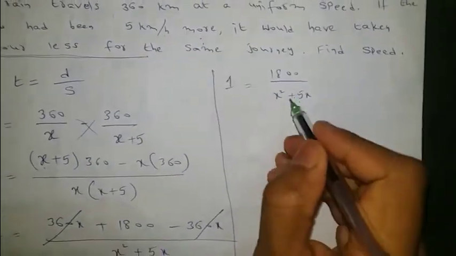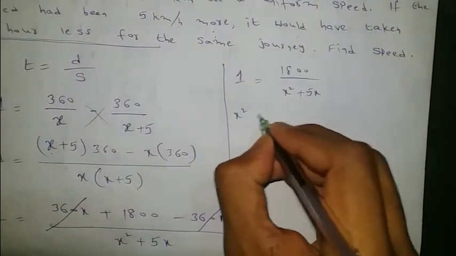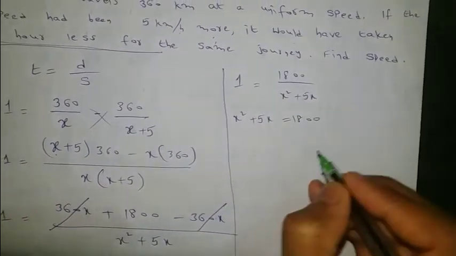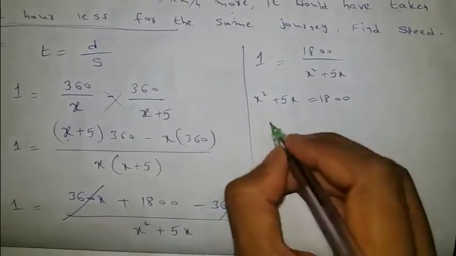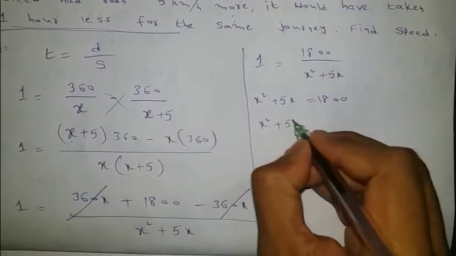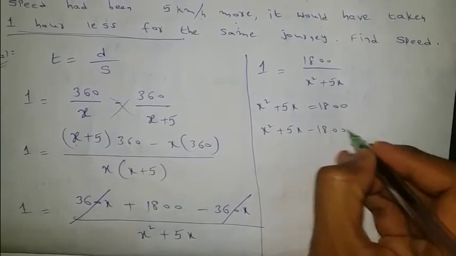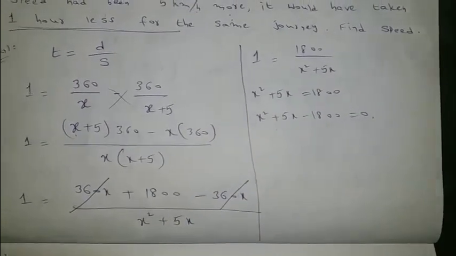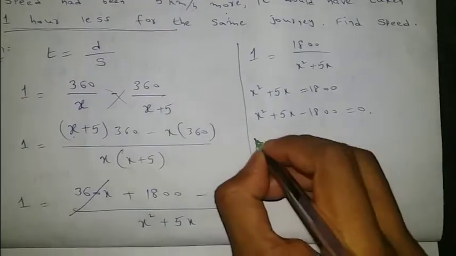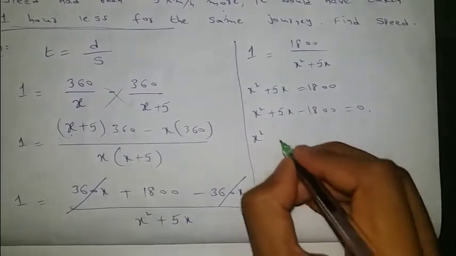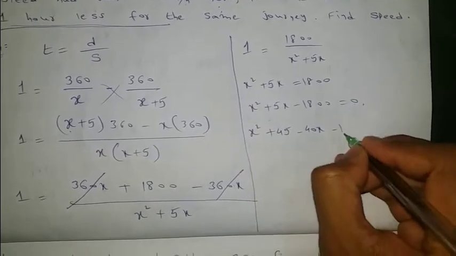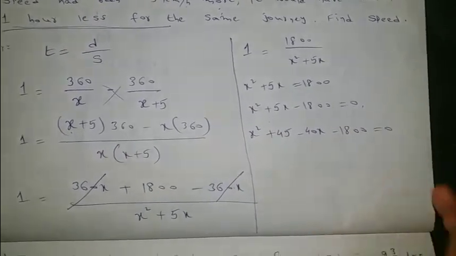So now this x square plus 5x I will take to the left side. So we will get x square plus 5x is equals to 1800. So 1800 also I am taking to the left side. So we will get x square plus 5x minus 1800 is equals to 0. Again same process, splitting the middle term into two terms. So x square, this plus 5x I am writing it as 45x minus 40x minus 1800 is equals to 0.